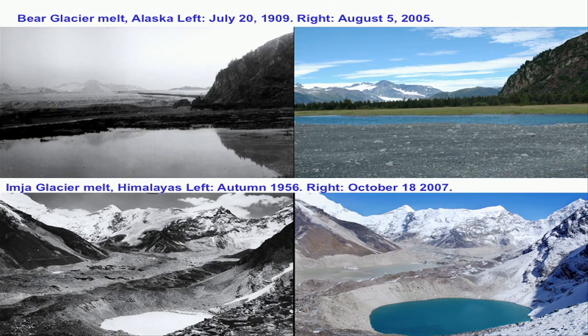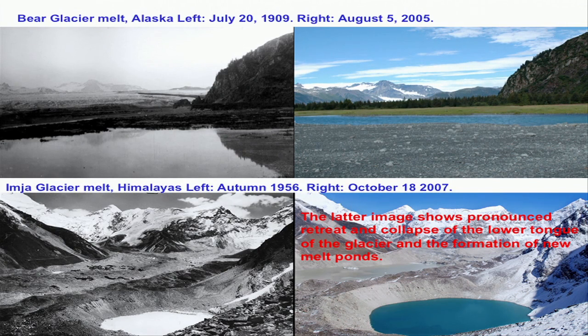If we look at the bottom left, that's the India Glacier in the Himalayas, showing the glacier melt in autumn of 1956. And if you look very carefully at the picture on the right, you can effectively see a complete collapse of the lower tongue of the glacier in the background and the formation of these very large melt ponds instead of frozen lakes. So that's quite common now.